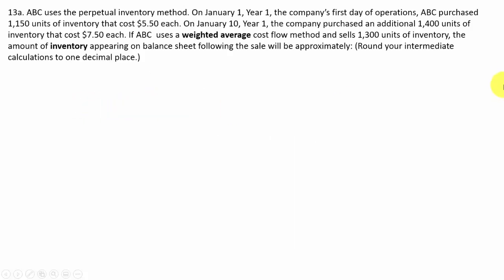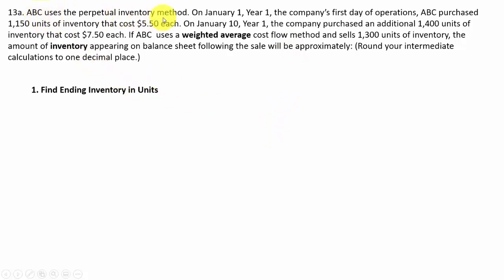Look at the next one here. They want to know the amount of inventory appearing on the balance sheet following the sale will be how much. So they want to know the amount of inventory appearing on the balance sheet following the sale. All right, so find ending inventory units first. That's step one.